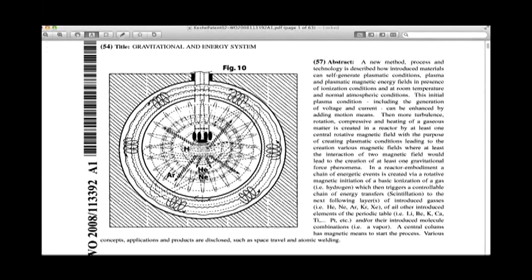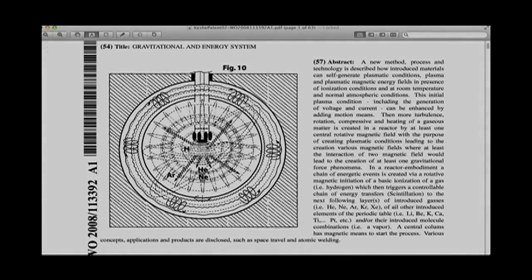A central column has magnetic means to start the process. Various concepts, applications, and products are described, such as space travel and atomic welding.